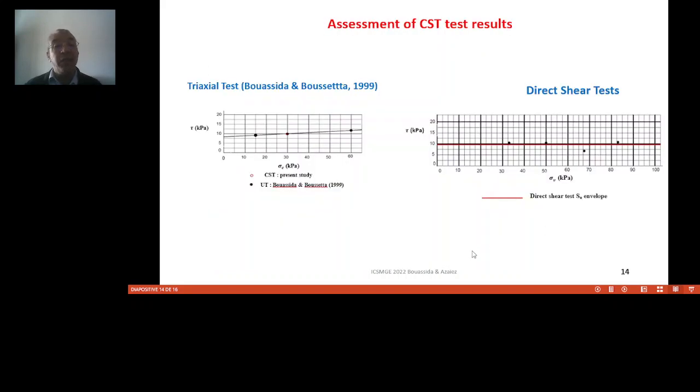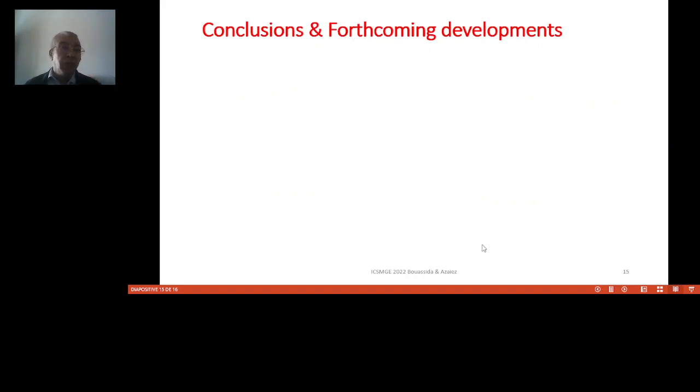In this graph, we have the comparison between the measured SU by the CST to the triaxial test, to earlier results we obtained, and the results by the direct shear test. So we can say that overall the measurement of the SU for this tool in soft clay is about satisfactory, because the difference between the determination by the CST, the direct shear test and triaxial is acceptable.